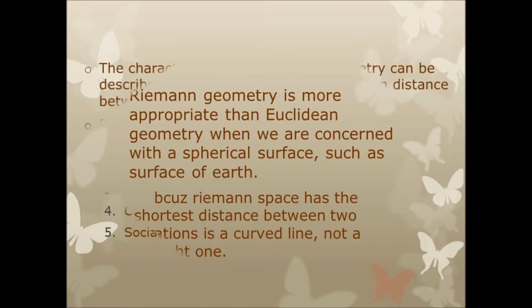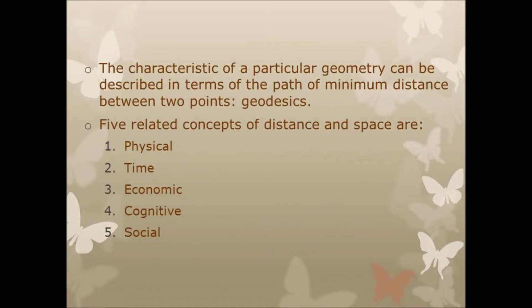The characteristic of a particular geometry can be described in terms of the path of minimum distance between two points, which is called a geodesic. Five related concepts of distance and space are physical, time, economic, cognitive, and social.